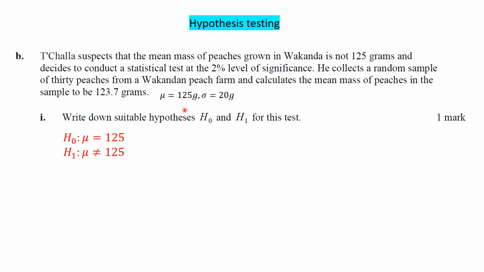So firstly, we need to write down the null and the alternative hypothesis. For the null hypothesis, you just put down the actual mean. For the alternative hypothesis, because the question said not 125 grams, we've got to choose a two-sided test in this case.